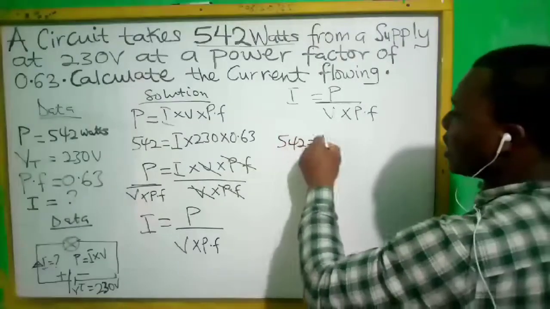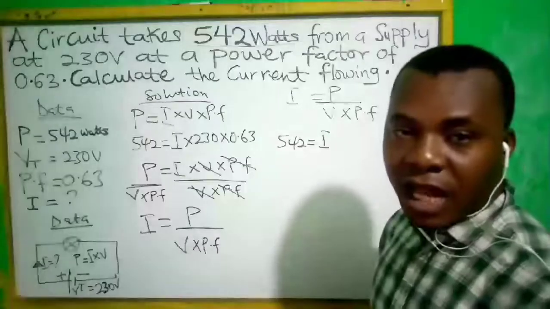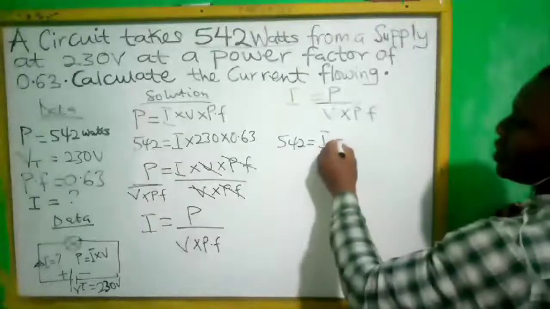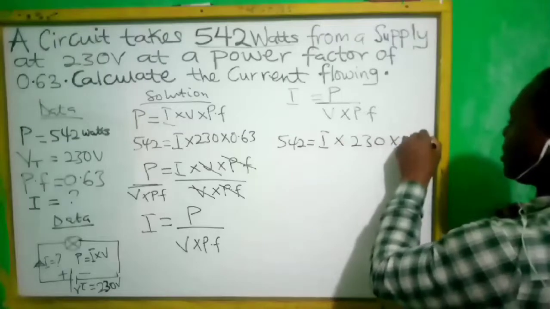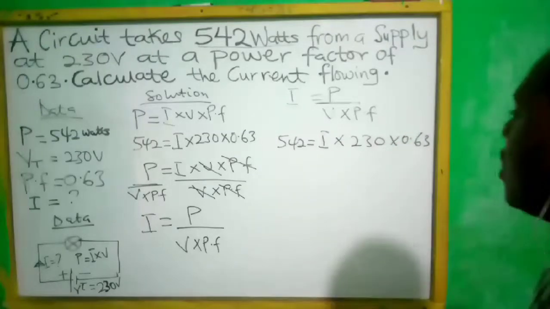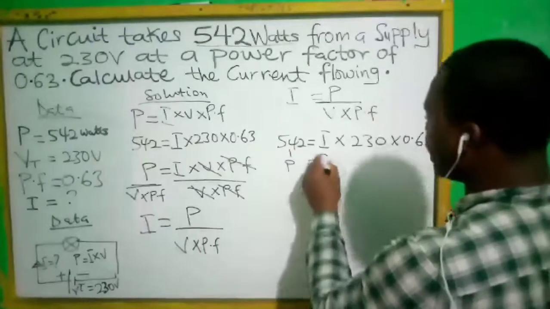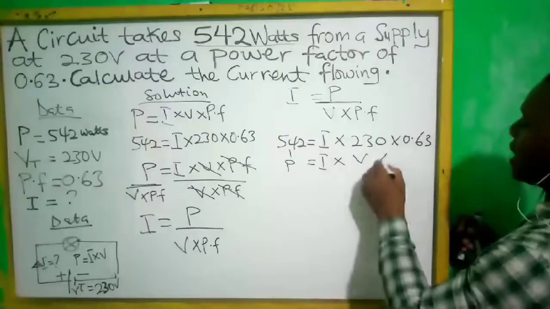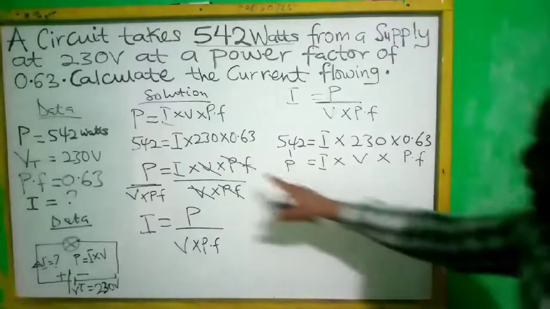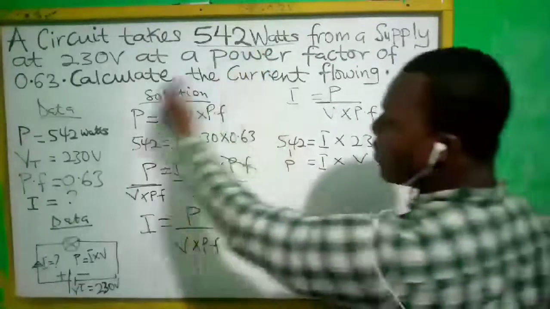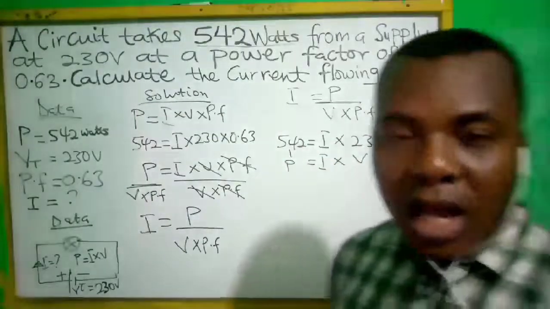542 current, because that is where we got before we use the formula. So current times 230 times the power factor 0.63. Here we know this stands for the power, this is I, this stands for the voltage, and then this stands for the power factor. So as you can see, that is what we did here. We took the values and replaced them with these items.